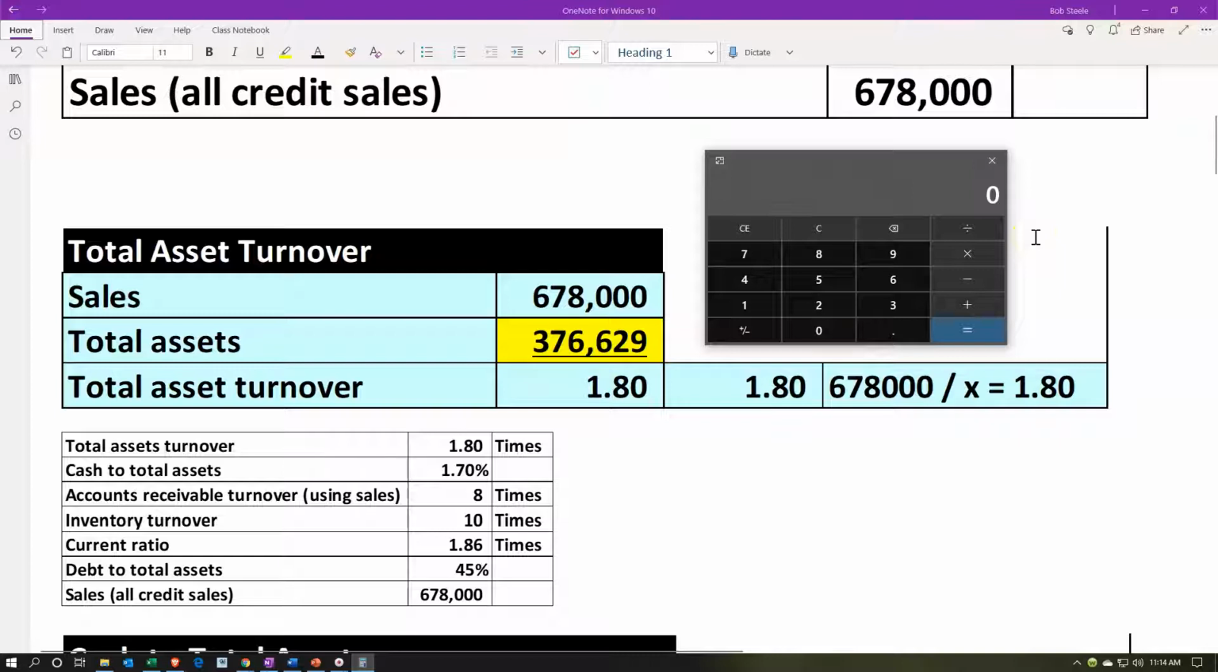Okay, so now we're going to take the 678,000 divided by the 1.8, and that's going to give us our 376, and notice it's 666 as opposed to 629. And again, that's because I used goal seek in order to find this in Excel. But note, if you calculate it this way, the 678,000, and we divide by the 376,629, then we get the 1.8, but not exactly. It's rounded here. So there's going to be rounding errors, and I want you to see that as we go to the goal seek.